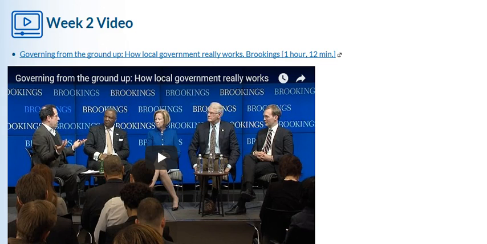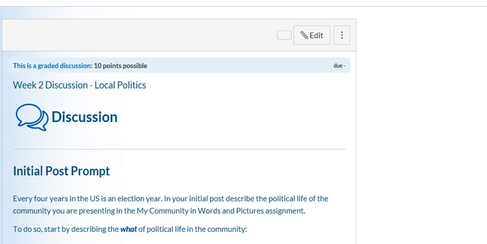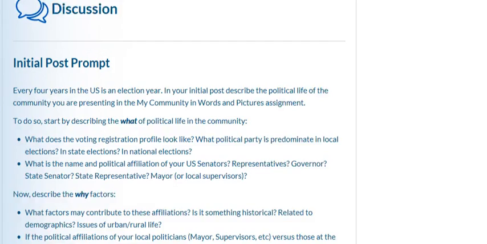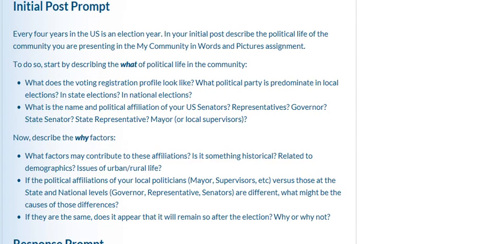Next will be the assignments for the week. There are two. One is your discussion post on local politics, which is as follows. Every 4 years in the U.S. is an election year. And so in your initial post, you're going to describe several aspects of community.